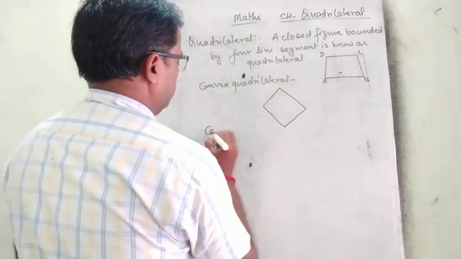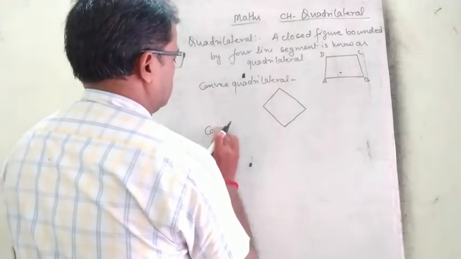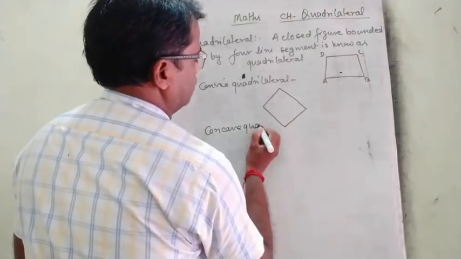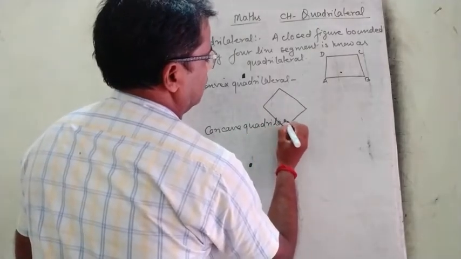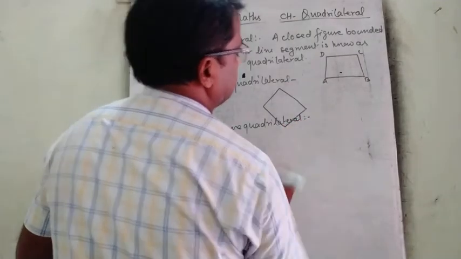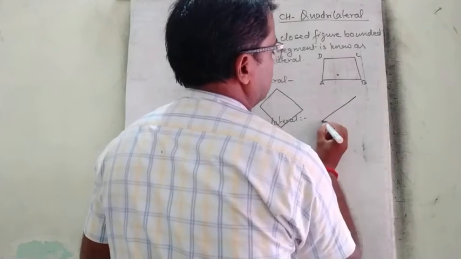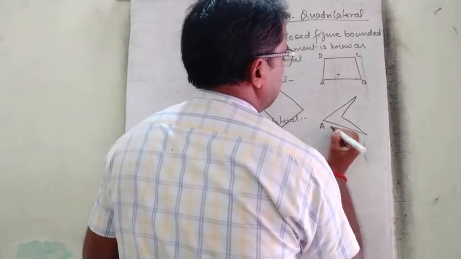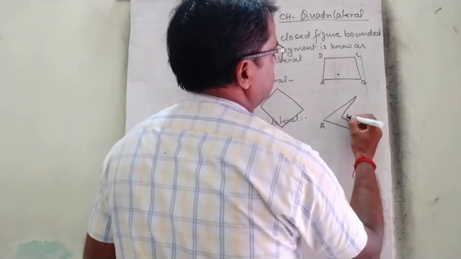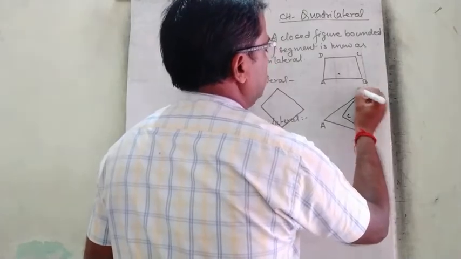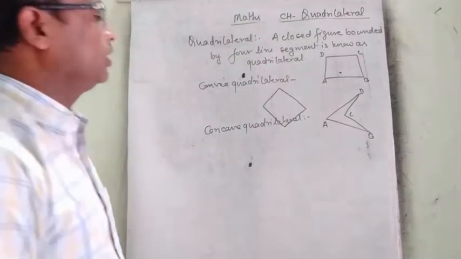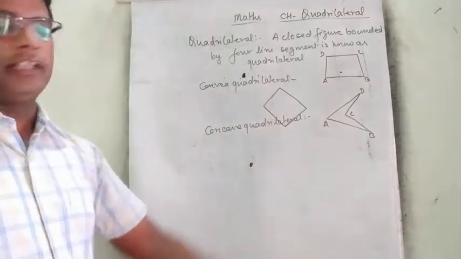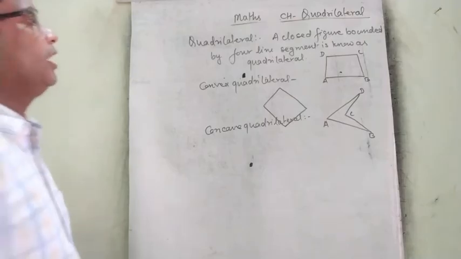And concave quadrilateral. In this type of quadrilateral, you see this figure I made. In this also there are four line segments AB, BC, CD and AD. This is known as a concave quadrilateral. Clear? Then convex quadrilateral and concave quadrilateral. After this I will discuss types of quadrilateral.